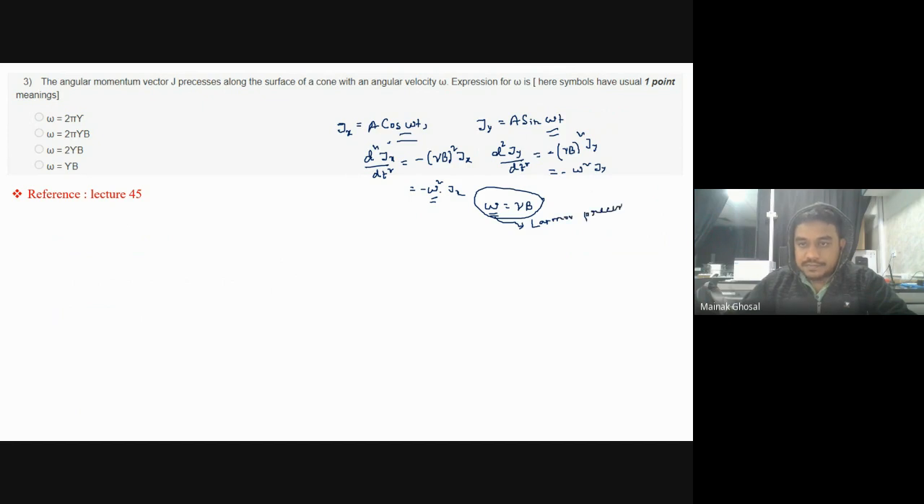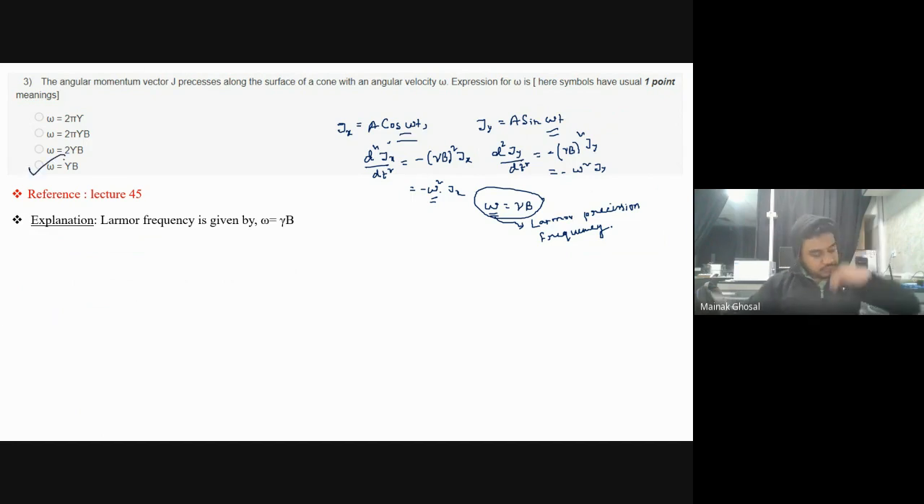This is called the Larmor precession frequency. So this is given by ω into p. What is the relation? The relation is this one, so you can easily get this one as your answer. So from that you can easily say which is your Larmor frequency, ω equal to γ into p.